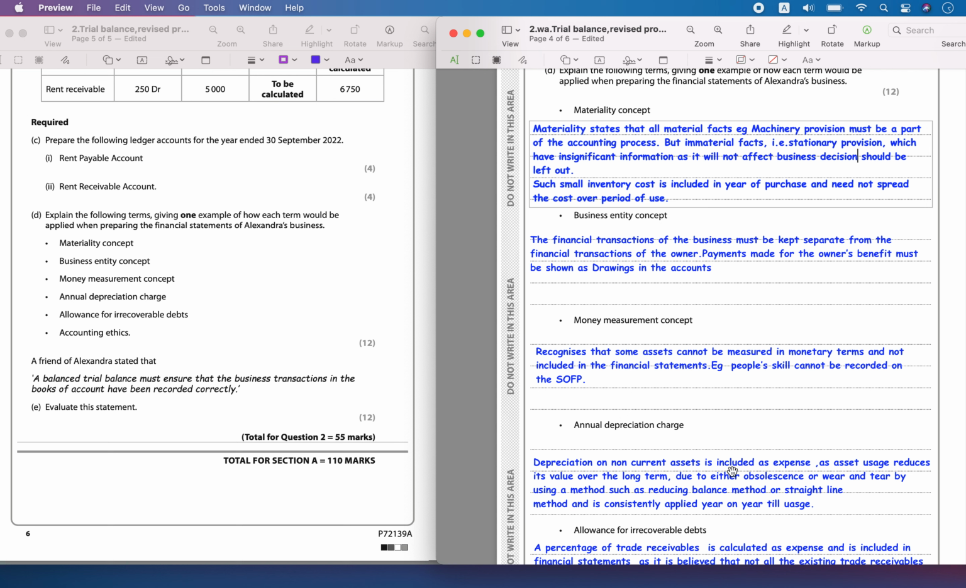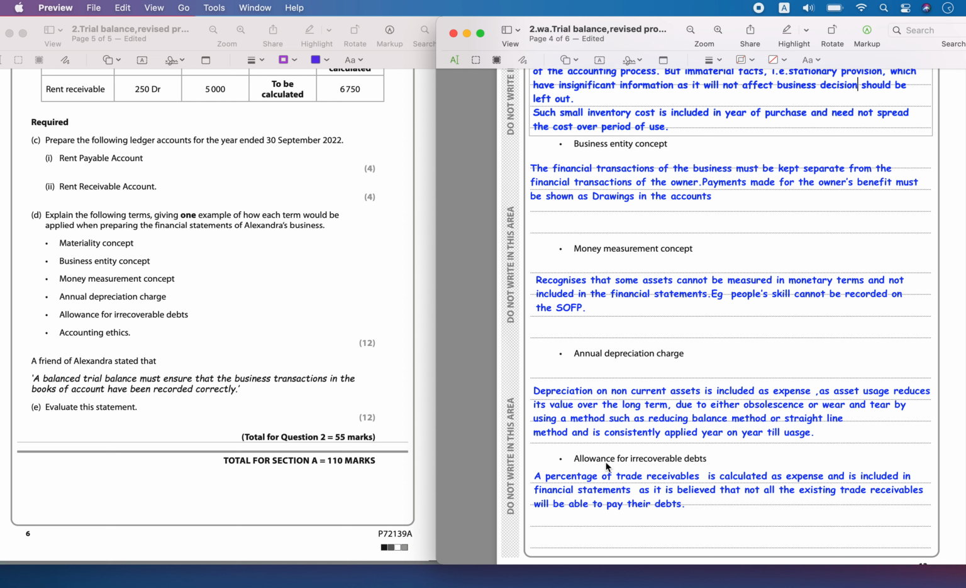Then annual depreciation charge. It is an expense which is included in the financial statements for the material things, as asset usage will reduce its value over a long period of time. So why do we include depreciation? We know that the asset is going to lose value because of obsolescence, wear and tear. So you will use certain methods like the reducing balance method or straight line method to calculate a depreciation charge and consistently apply it year on year.